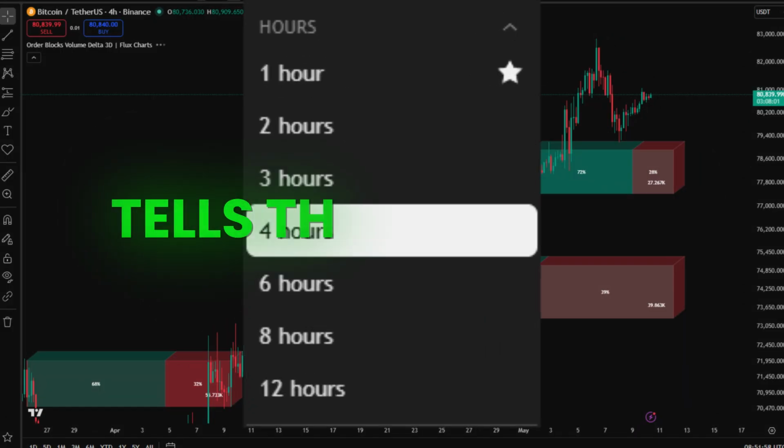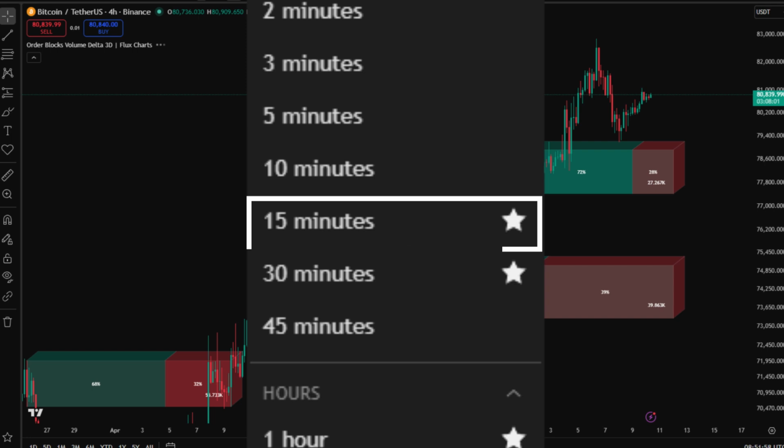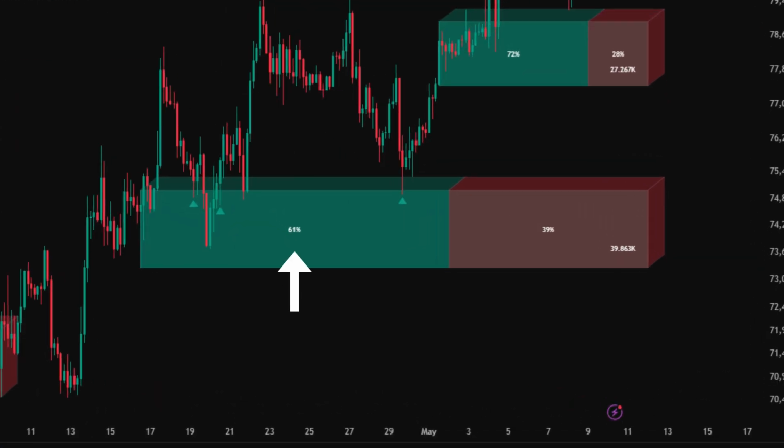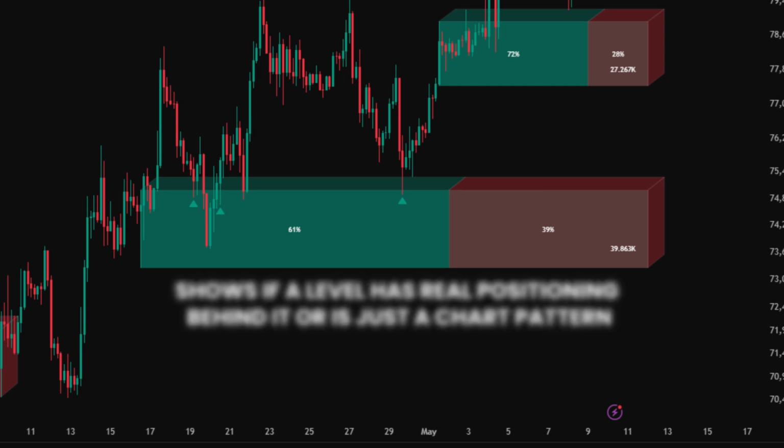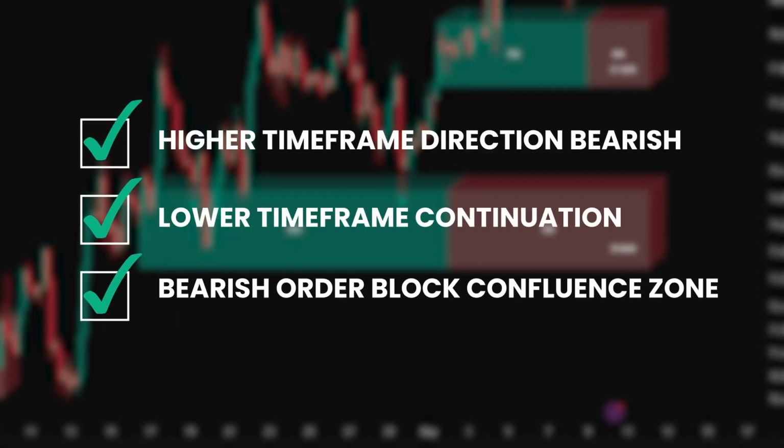The 4-hour tells you which direction to operate in. The 15-minute tells you when the structure on a smaller scale agrees. The volume delta inside the zone tells you whether the level is backed by real positioning or just a shape on a chart. When those three things point to the same trade, the setup has a legitimate basis rather than just a visual one.